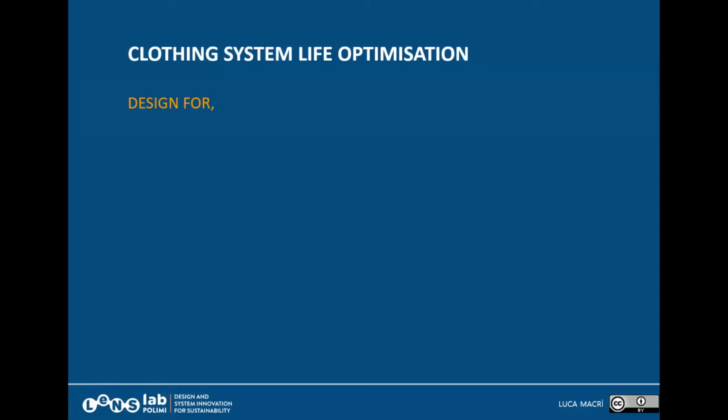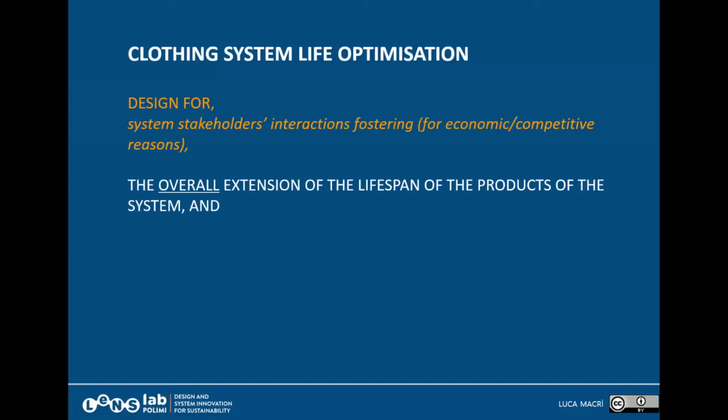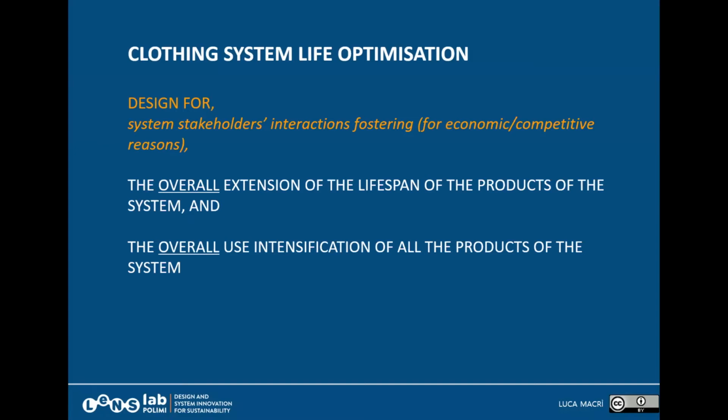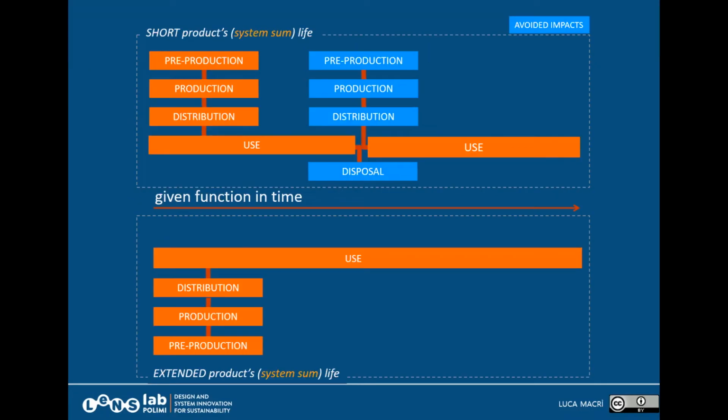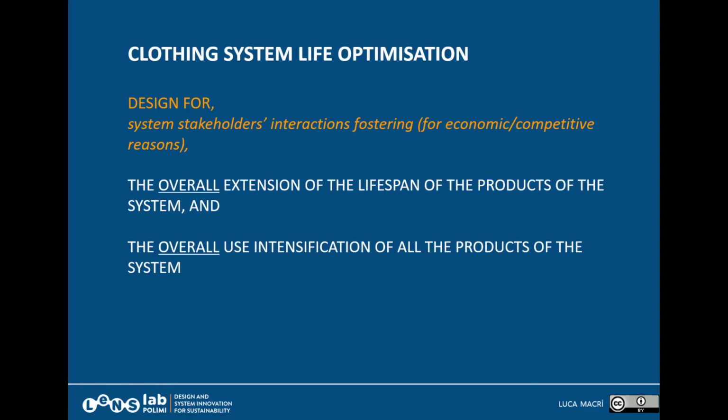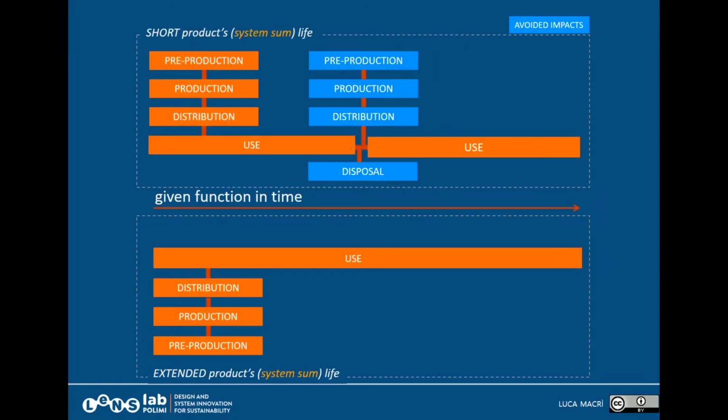First one is clothing system life optimization, and what you see here is designing for stakeholders interaction. Okay, so we are not designing again product services. We are thinking about how stakeholders interact between themselves, and so we have the overall extension of lifespan of product and the system, and the overall use intensification. So I'm not going in depth again with the diagram. You remember the approach is the same. The only difference is that we are talking about a system sum.